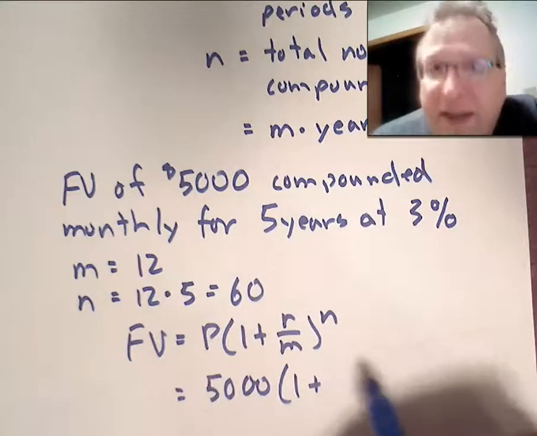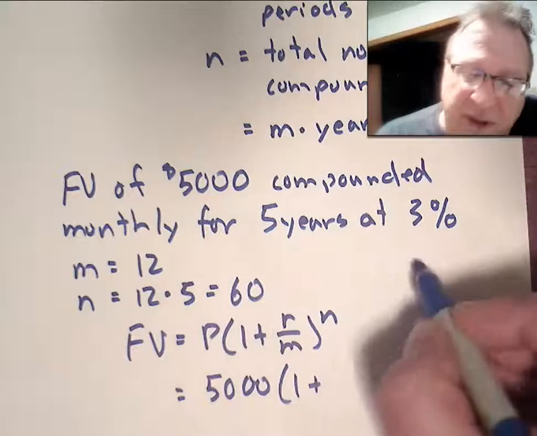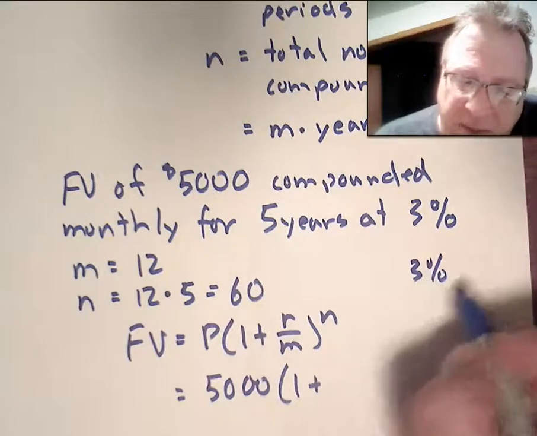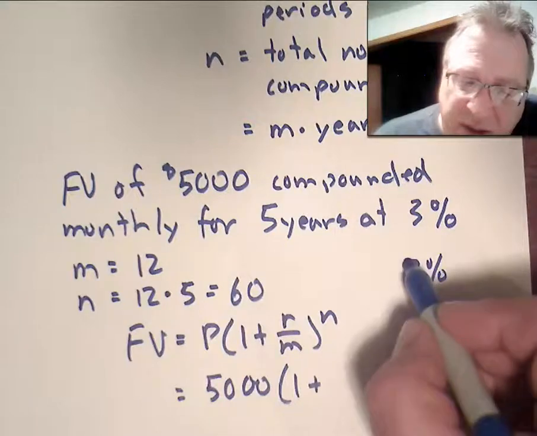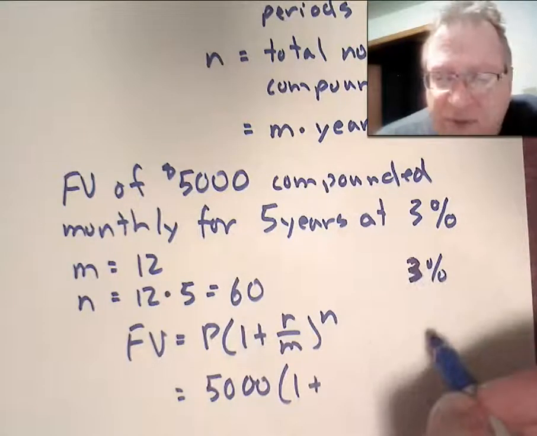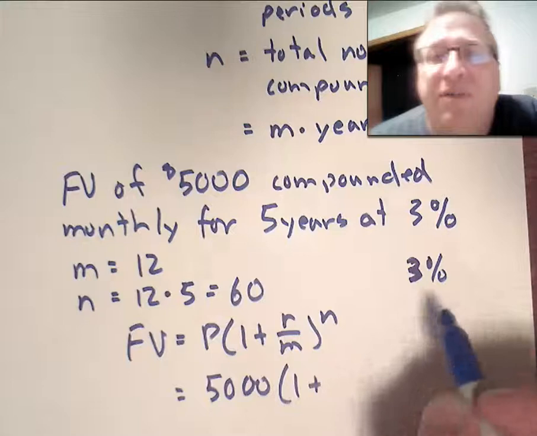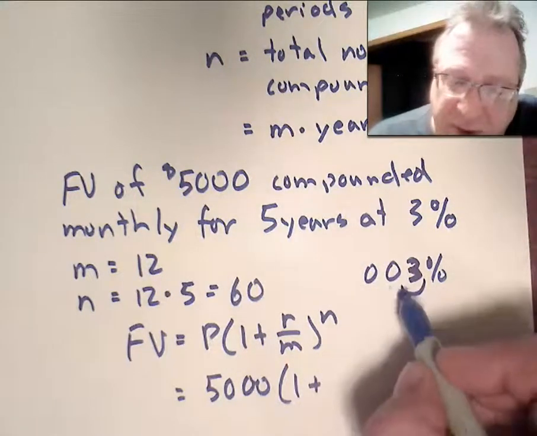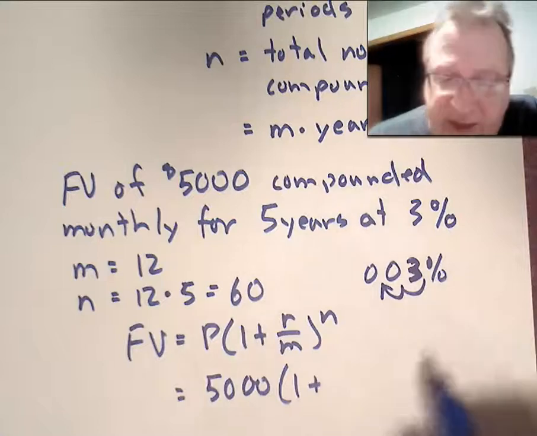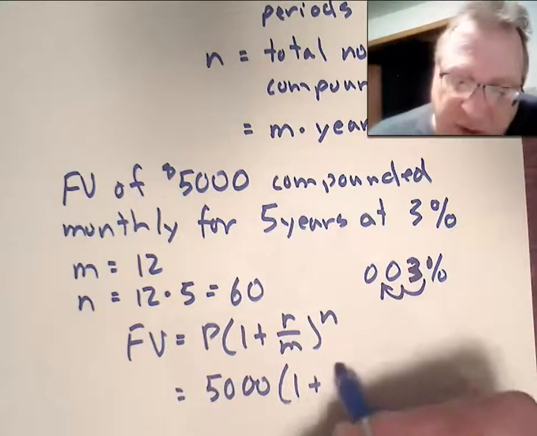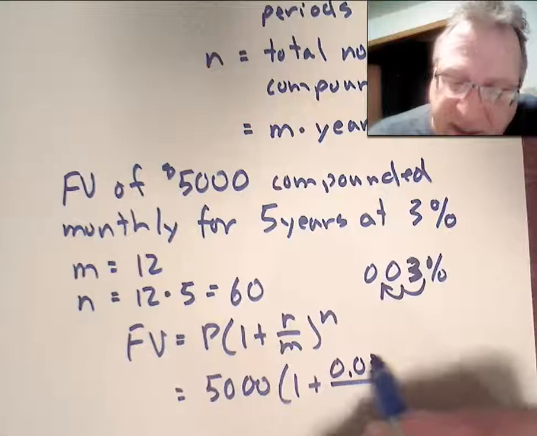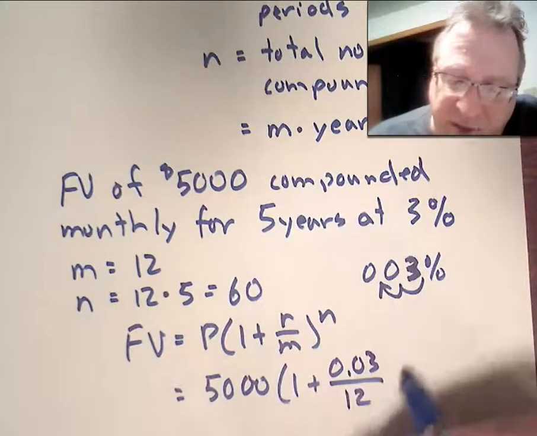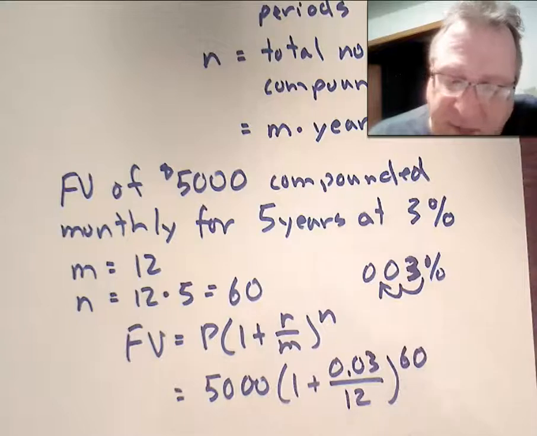3%. Do I just write 3? No, we've got to have a decimal version. 3%, what are you equal to? I need to move 2 decimal points. Which way do I go? Left or right? I have to make it smaller. I'm going to divide 3 by 100, which means I need to pad with some zeros. 0.03 is the decimal version of 3%. So 0.03 over M, and that's 12, raised to the N power.